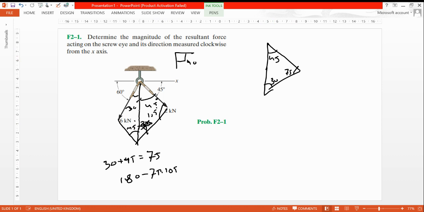Okay, so find the FR. This is the FR, the resultant force. It's a simple formula. You can use the sine rule and also the cosine rule. What is the cosine rule? The resultant is the square root of an expression involving the two forces, F1 and F2. F1 is 2 kN and F2 is 6.